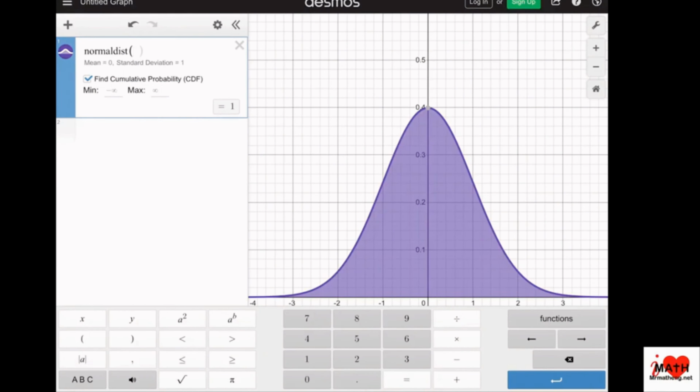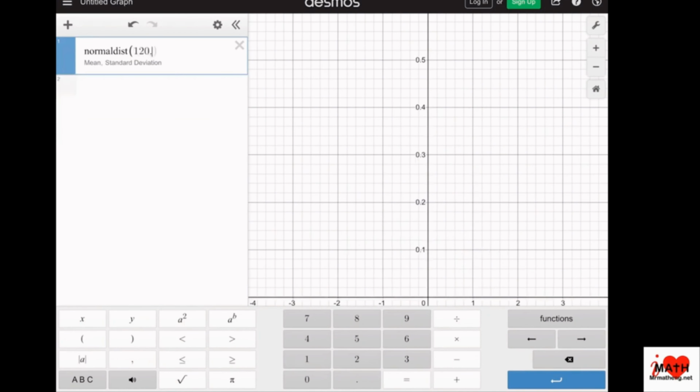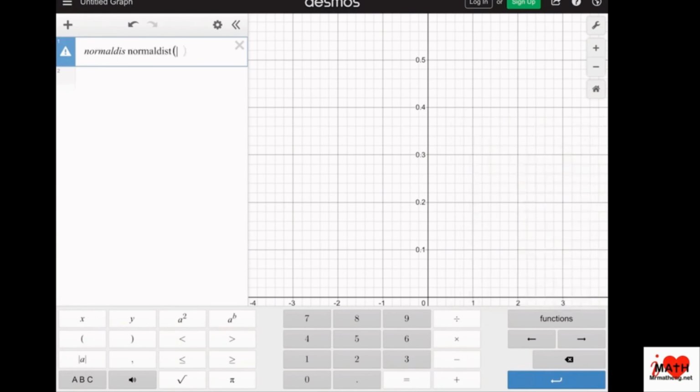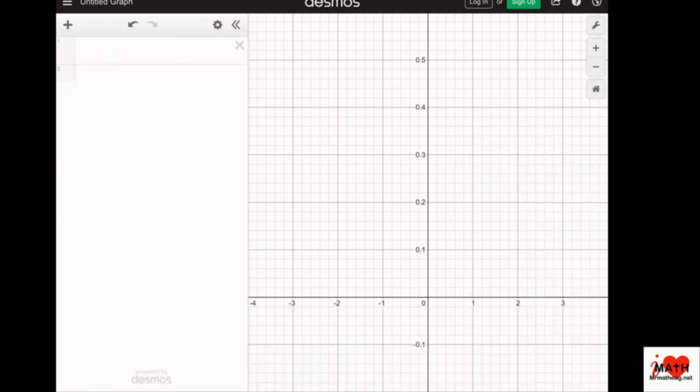We basically want our mean is 120, comma, 12, close the parentheses, and then our minimum we want, sorry, I was looking at the wrong thing. Let's try that again. Functions, normal distribution. Let me start over.